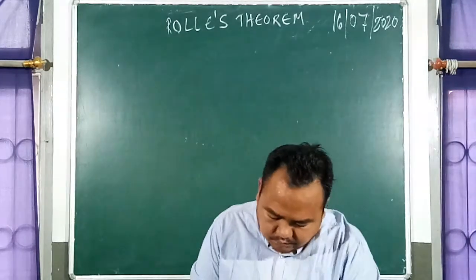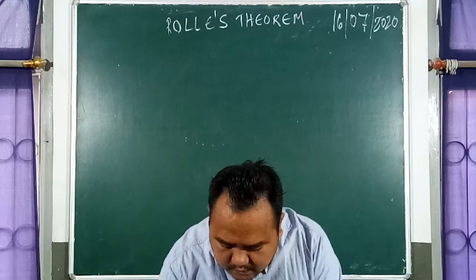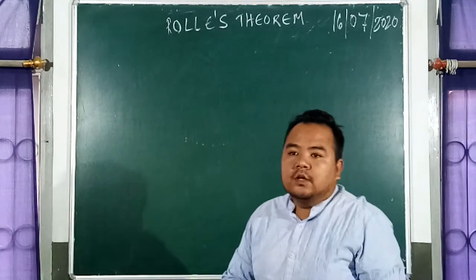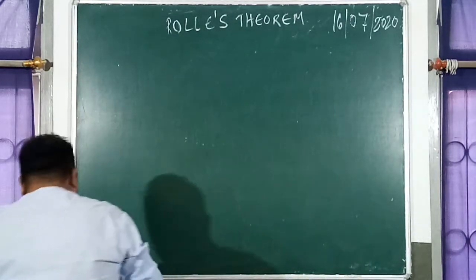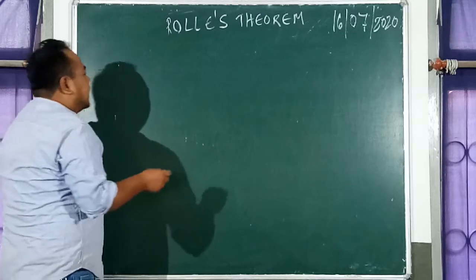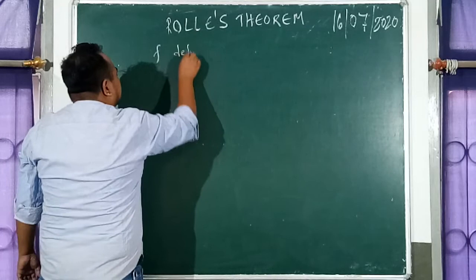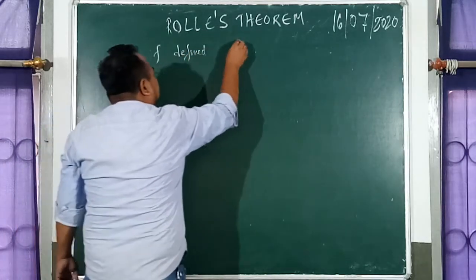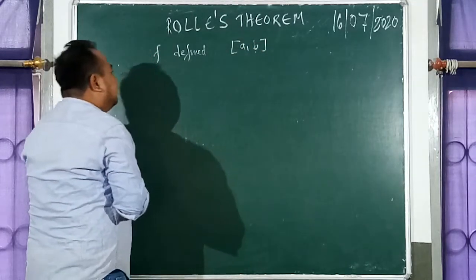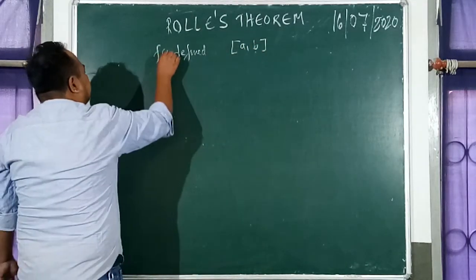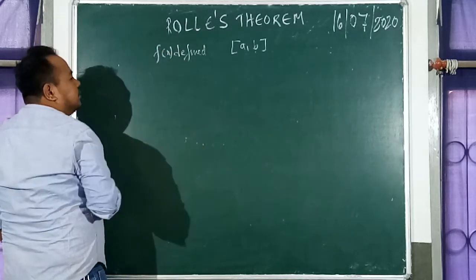This is page 247, chapter number 8. First I'm going to explain the statement, then the geometrical interpretation, and finally the application. Rolle's theorem states that if there is a function f defined in a closed interval a comma b, then if the function satisfies three conditions, we say that the function satisfies Rolle's theorem.